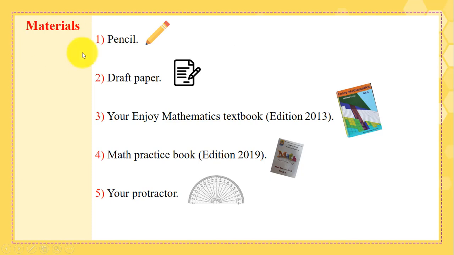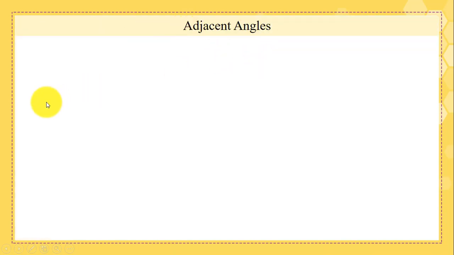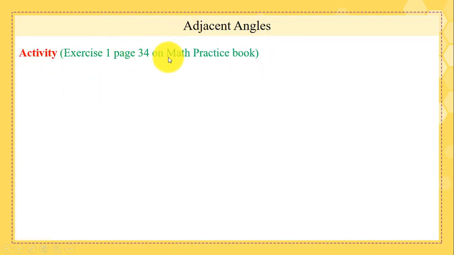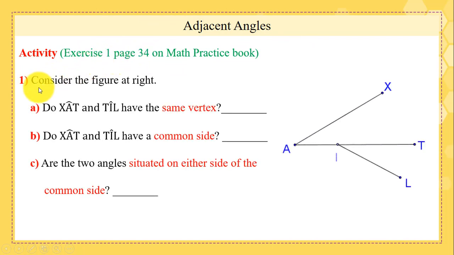Materials. Before you start watching the video, please prepare the following materials: a pencil, draft paper, your Enjoy Mathematics textbook edition 2013, your Math Practice Book edition 2019, and your protractor. Adjacent angles. Let's solve this activity from your math practice book, exercise 1, page 34.